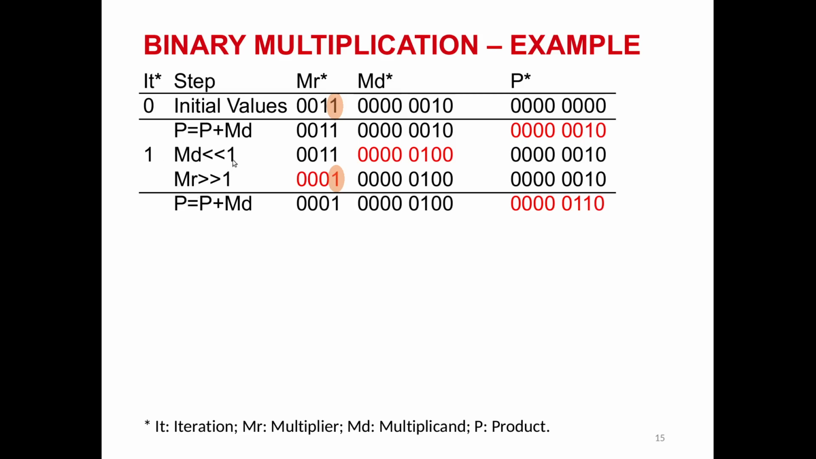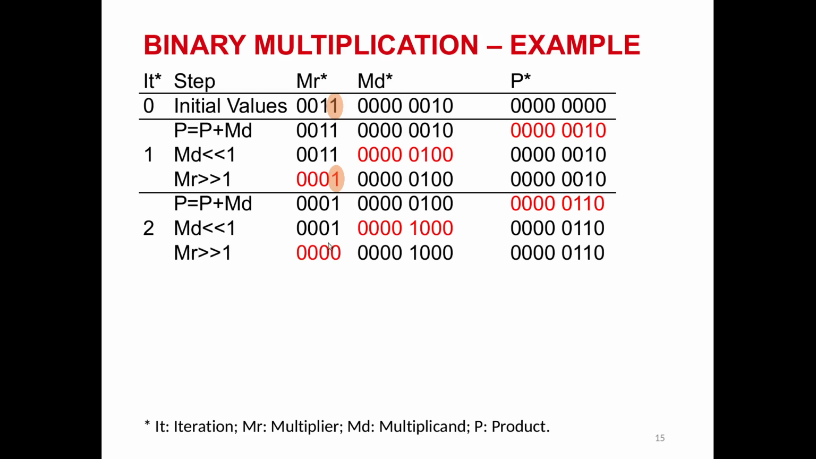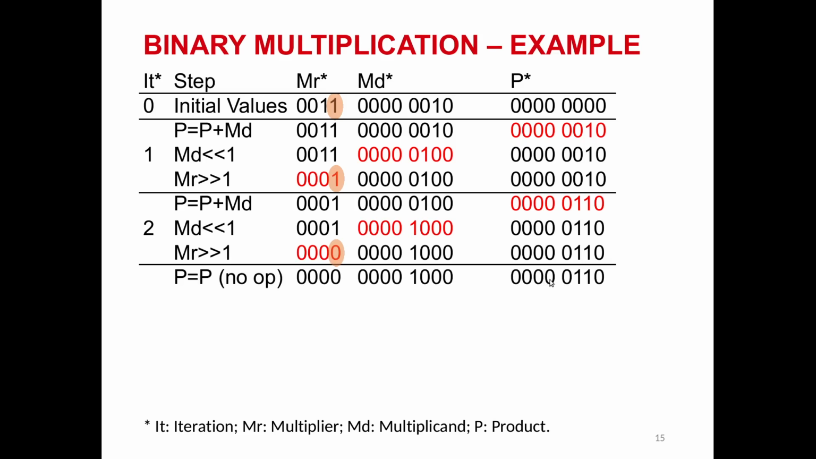We will do the same with multiplicand and multiplier. We shift multiplicand 1 bit to the left, shift multiplier 1 bit to the right, and we have these two new values. And at this time we know that bit 0 of the multiplier is 0, so we will not make any change to our product, so product keeps its value, while the multiplicand we need to shift 1 bit further to the left.